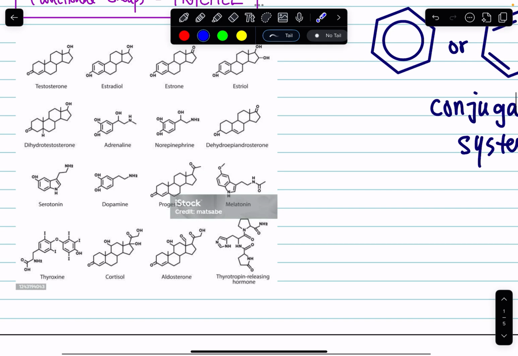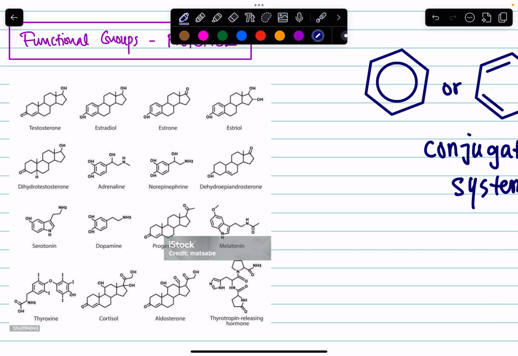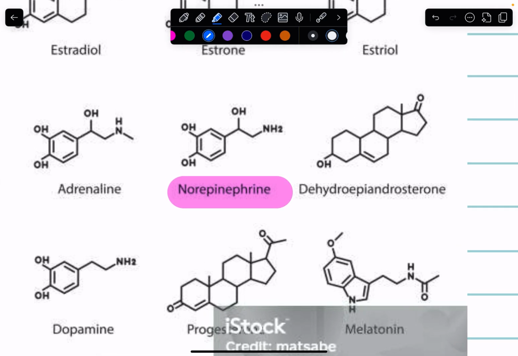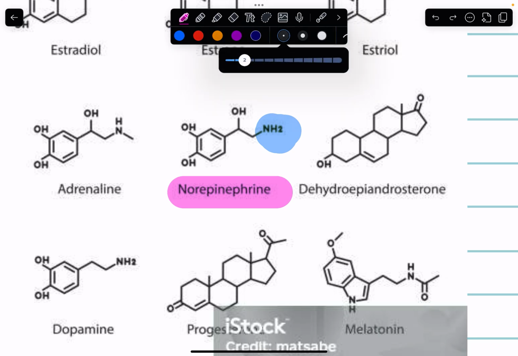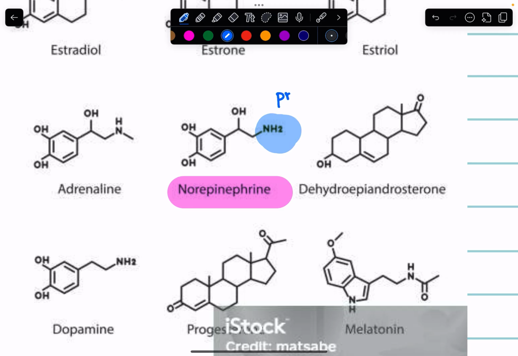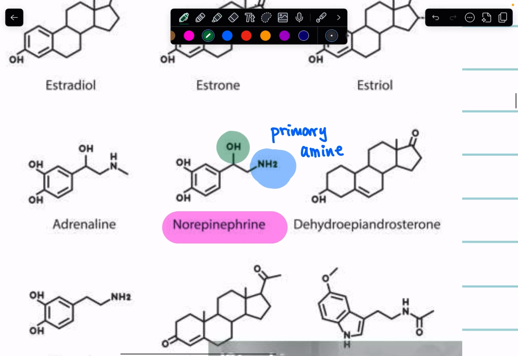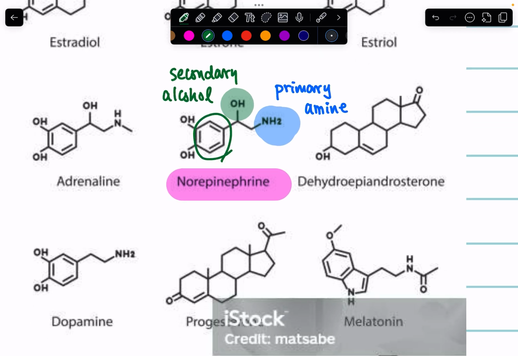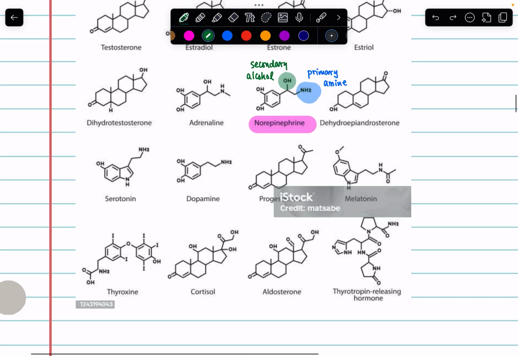Let's take norepinephrine as an example. If you look closely, you will see it has an amine group. You should know that's a primary amine. You should write that as such. You also have this group here, that would be a secondary alcohol. You also have a benzene ring here, so you can actually practice the functional groups using this chart.